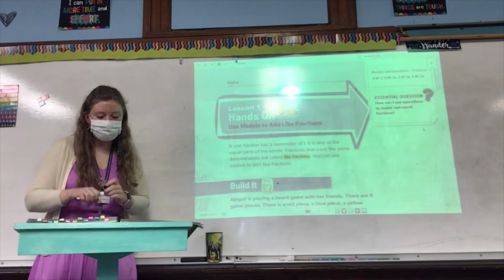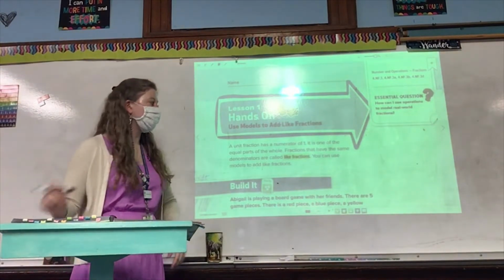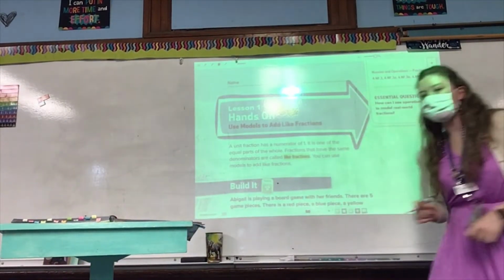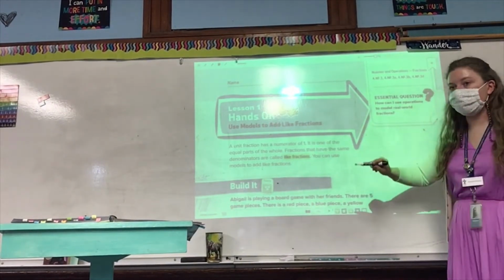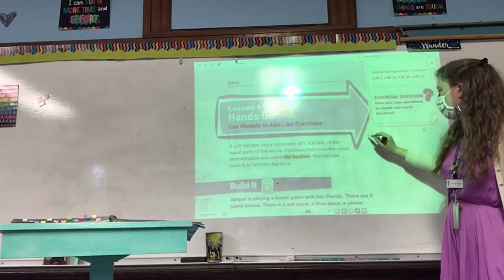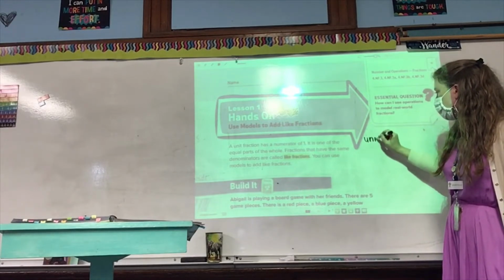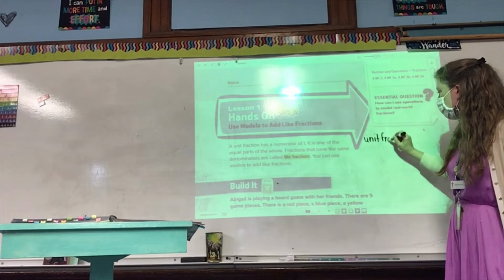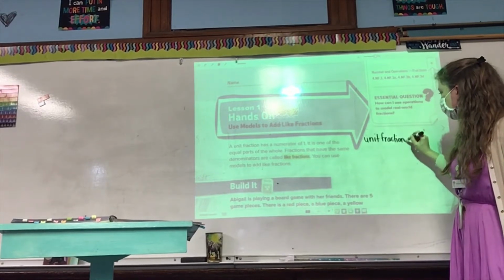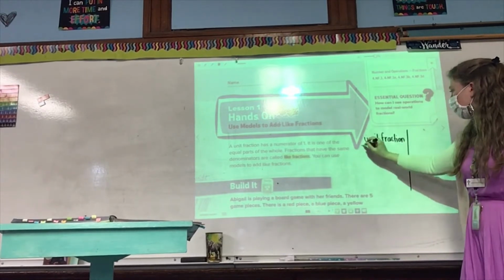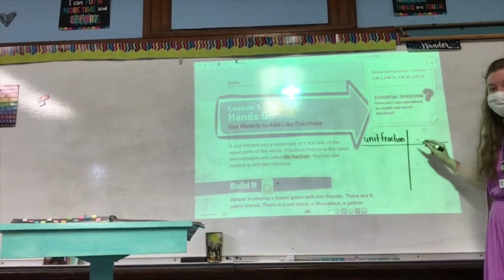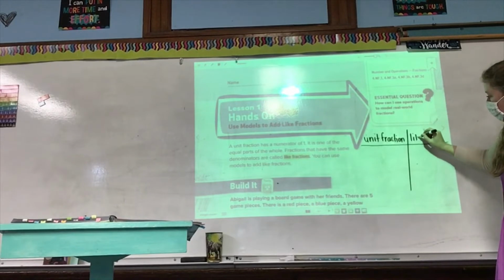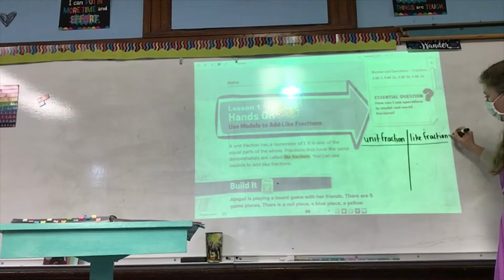So let's write ourselves some notes to the side. We're going to make a small little chart. So go ahead, it's just going to have 4 pieces. One side is going to be labeled unit fraction, or table. The other side is going to be labeled like fractions.